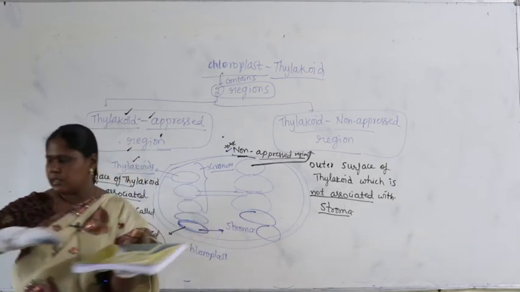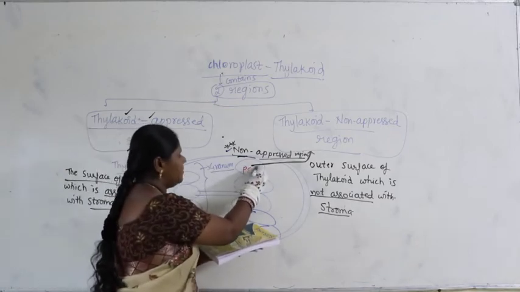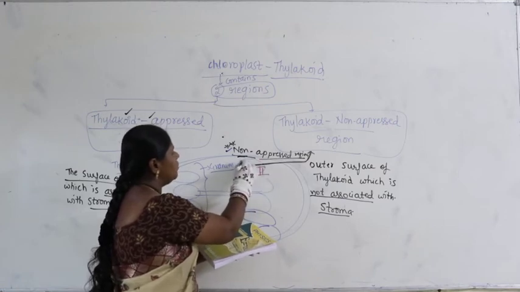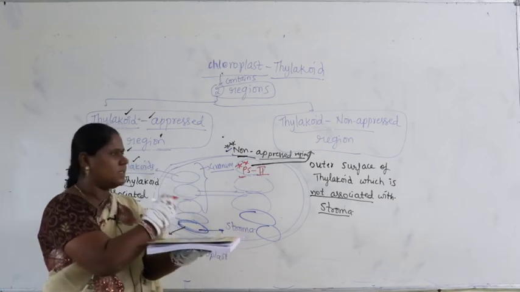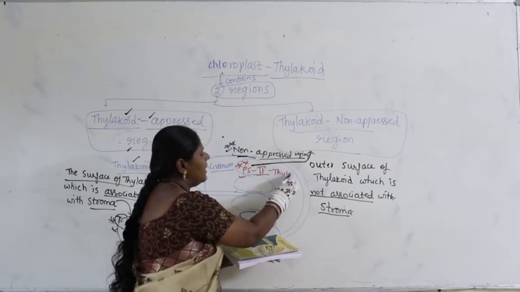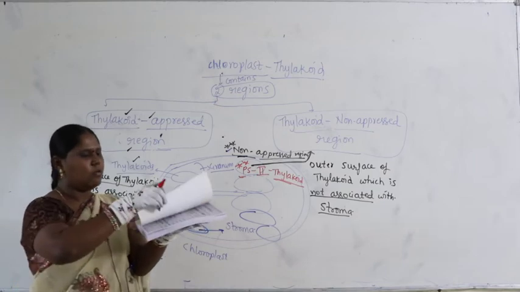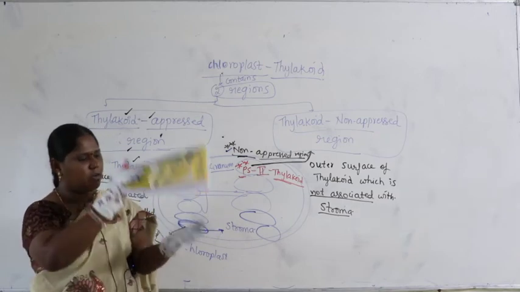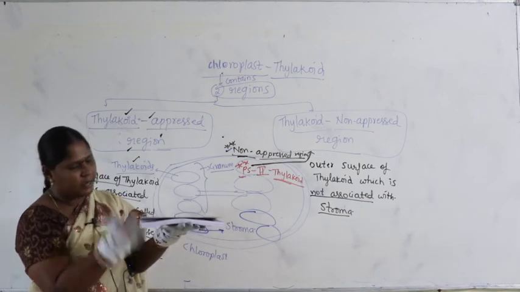Here what is present is nothing but PS2. That's why previously, when we wrote the differences, we wrote that PS2 is located on the granum thylakoid, meaning the outer surface of the thylakoid. This outer surface is not coming in contact with the stroma. Stroma is somewhere down. This outer surface is not associated with the stroma.